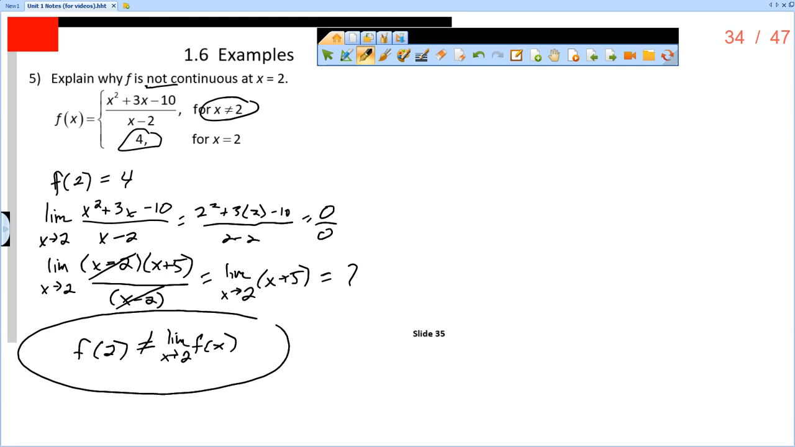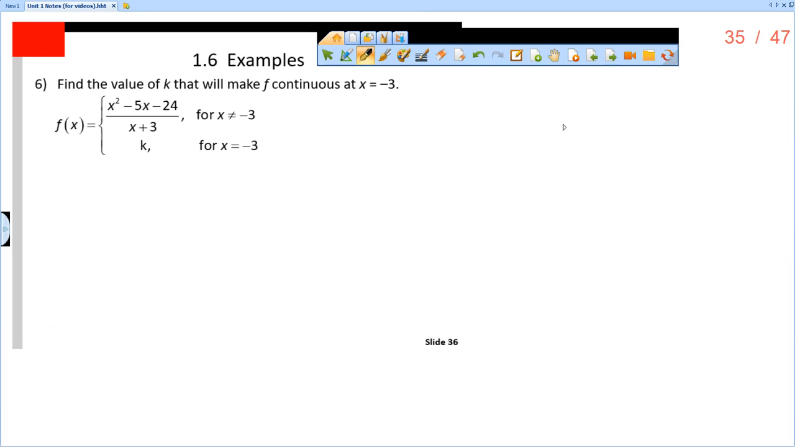So very simple, that statement tells us that f is not continuous. All right, so that's slide 35. All right, moving on, slide 36. Now basically, very similar question. It says find the value of k that will make f continuous at x equals -3. So it's almost the same thing.